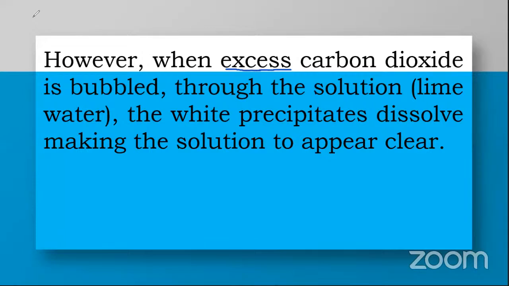I request that those who have questions, you can wait a bit. It is chemistry. Wait a bit. Those who are asking, you can just wait a bit.